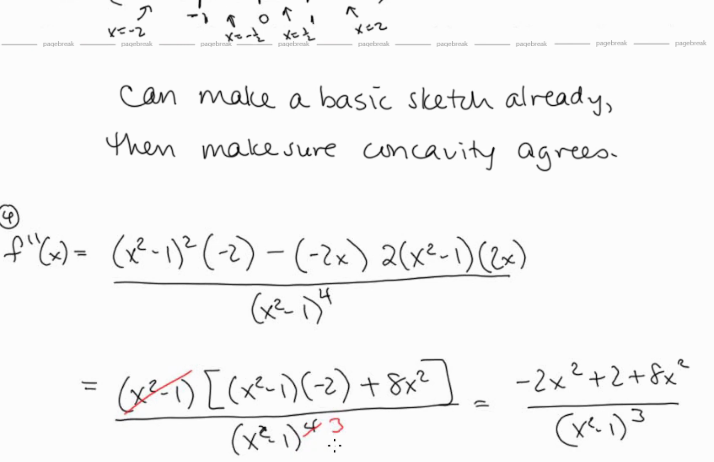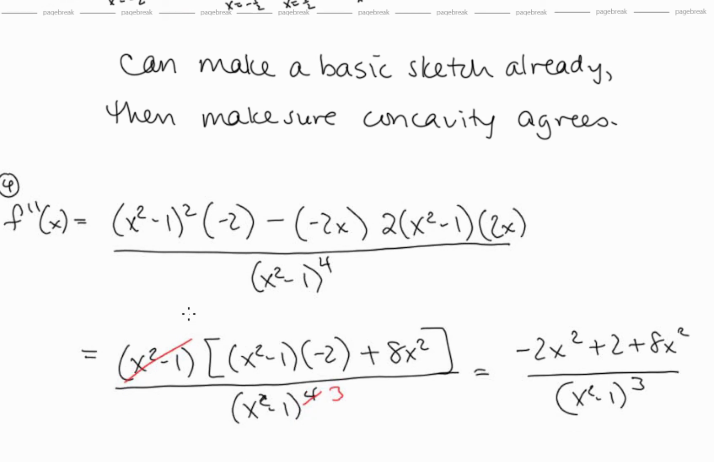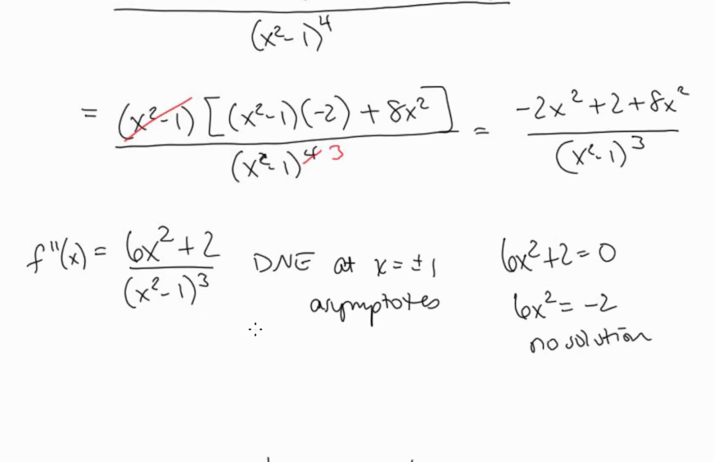Again, it's easiest to factor first to simplify, so we factor x squared minus 1 from both terms in the numerator, and then we're left with x squared minus 1 times -2, and here we have minus a -2x times 2 times 2x, so that becomes a plus 8x squared. So we can cancel a factor of x squared minus 1, and simplifying we're here. We have 6x squared plus 2 over (x squared minus 1) to the third. Again, this does not exist at x equal positive or -1, but those are asymptotes of our original function.